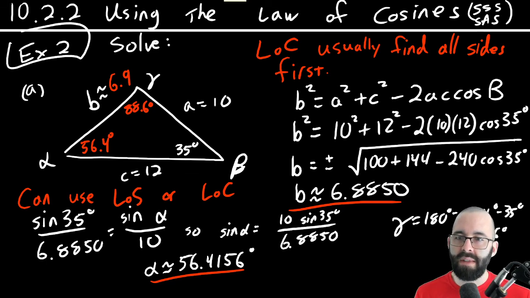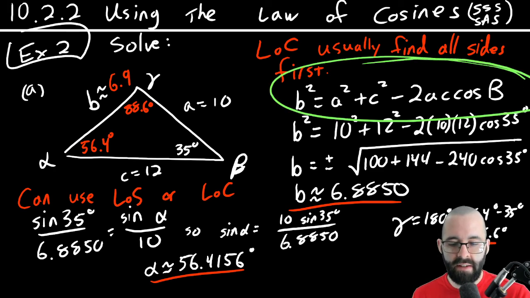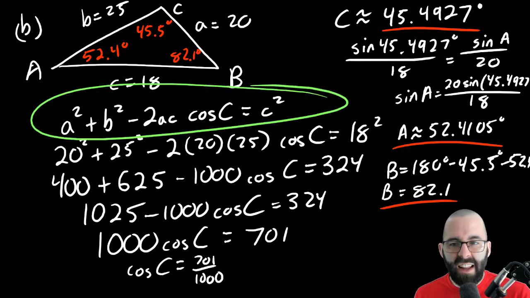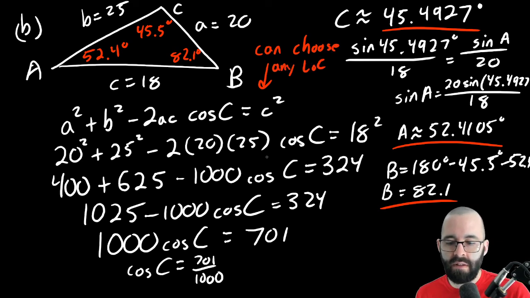These are the two situations that you can use law of cosines for. If you start with an angle, that's easier: use law of cosines to find the missing side. If you start with no angles, you can use any law of cosines you want. In this SSS case, you can choose any one of these. I think it's the most straightforward to just do a little algebra like this.